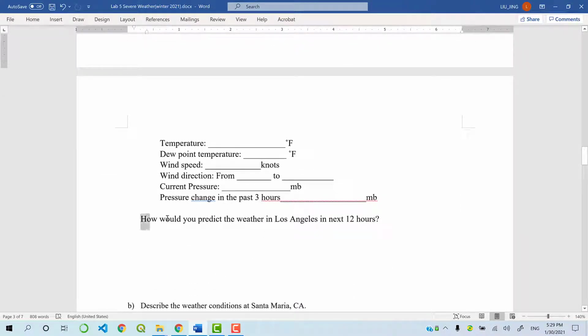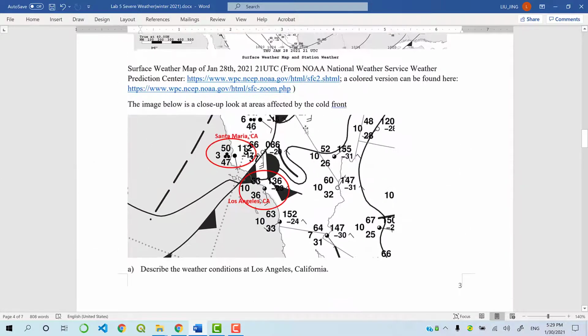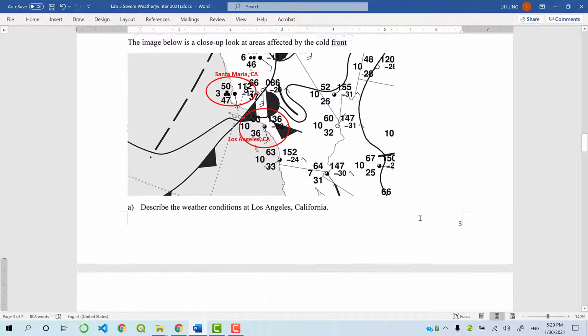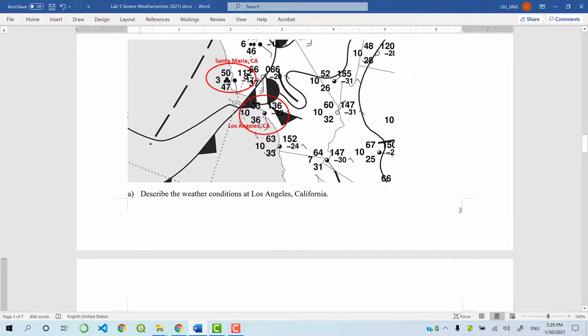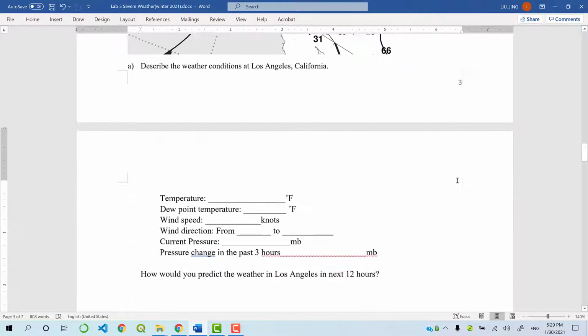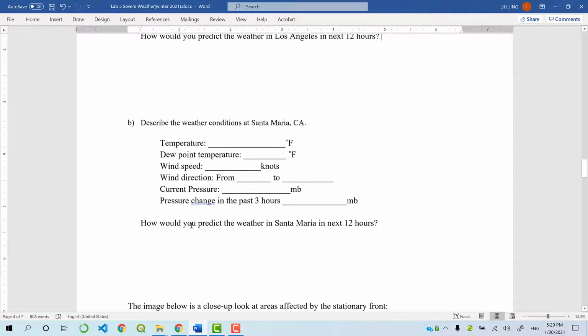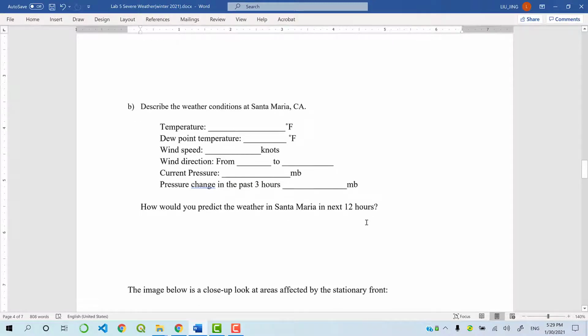And how would you expect the weather in Los Angeles in the next 12 hours? You can see the cold front is moving in. Then in the next 12 hours, describe what Los Angeles will experience when this cold front is passing, after this cold front has passed. And same thing for Santa Maria. How would you expect the weather in Santa Maria in the next 12 hours?